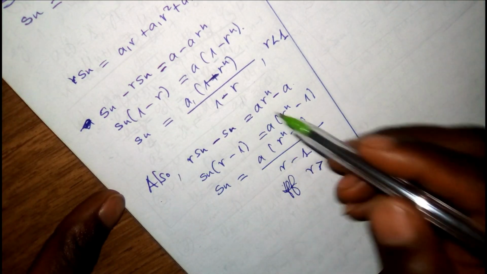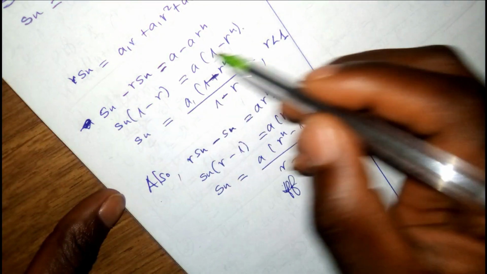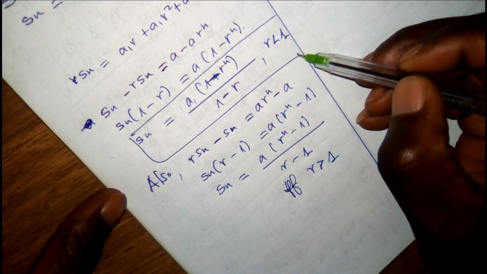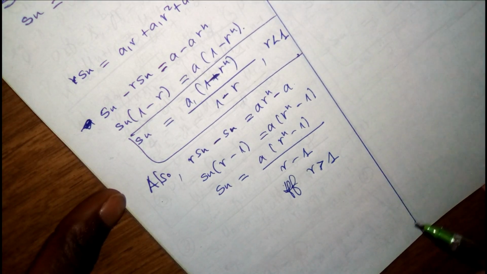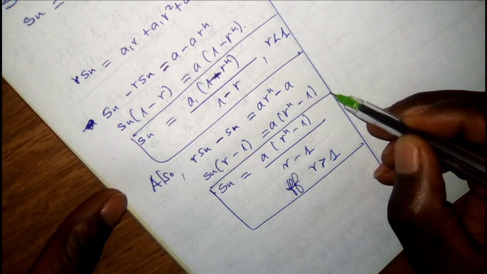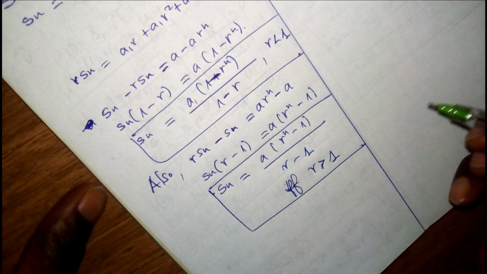So this is the formula that we need to use when we are dealing with the sum of a geometric progression. This condition should be fulfilled.